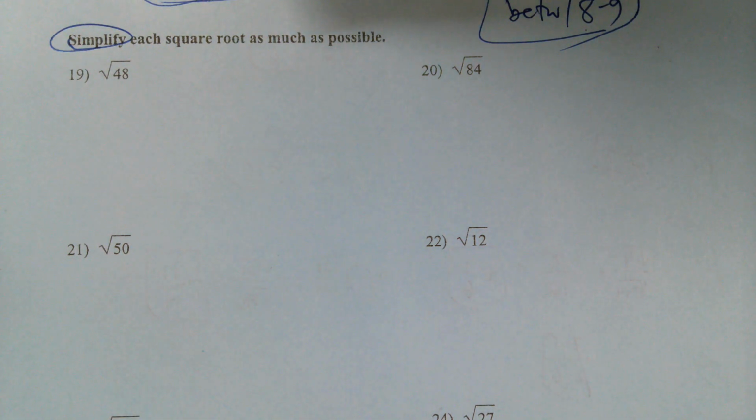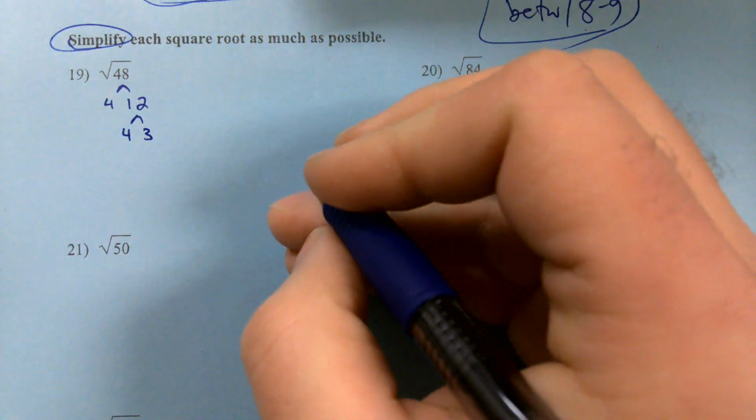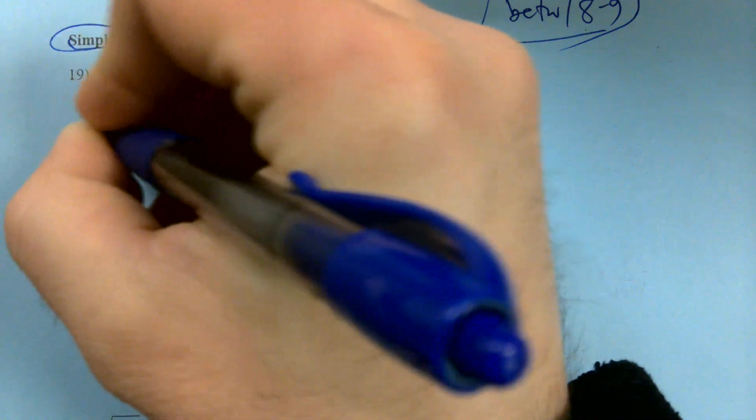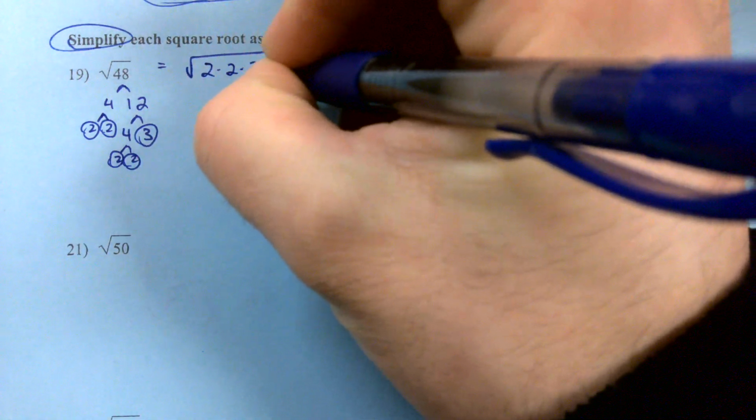Now, if we're simplifying a square root, that means we have to break it down, create a factor tree, and then take out any identical pairs of factors, I should say. So let's break up 48. That's going to be 4 times 12. 12 is 4 times 3. 4 is 2 times 2. And 4 again is 2 times 2. So we got all five of those prime factors. We can rewrite this as 2 times 2 times 2 times 2 times 3.